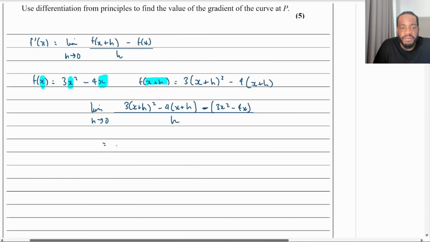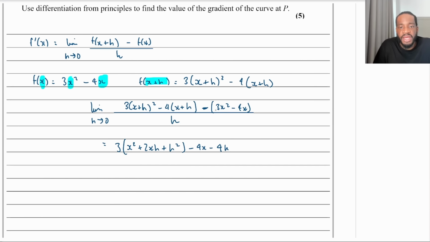So doing that, I have a 3 there. X plus h all squared is x squared plus 2xh plus h squared. That's going to be minus 4x minus 4h. And then I've got minus 3x squared plus 4x. Like that. This is going to be all over h, isn't it? So let's expand this bracket. 3x squared plus 6xh plus 3h squared minus 4x minus 4h minus 3x squared plus 4x all over h.